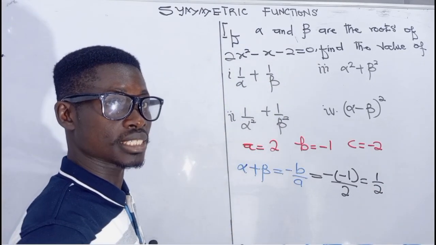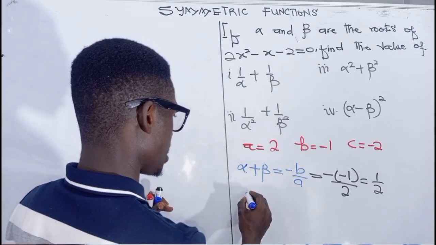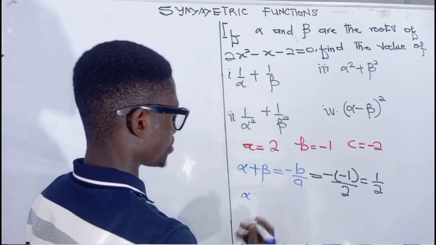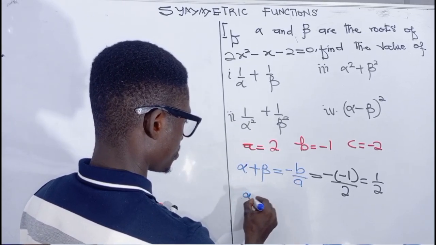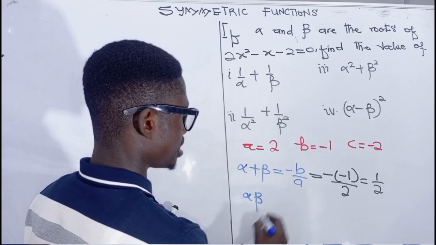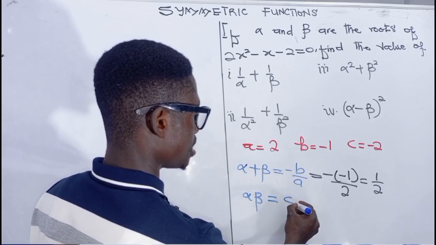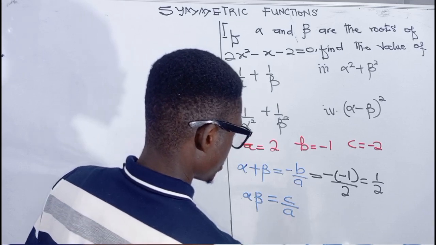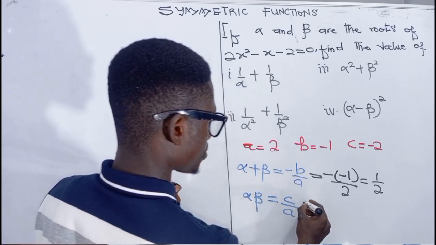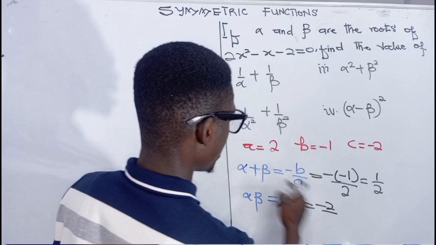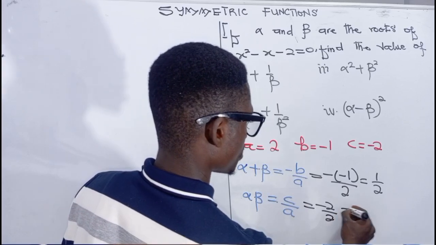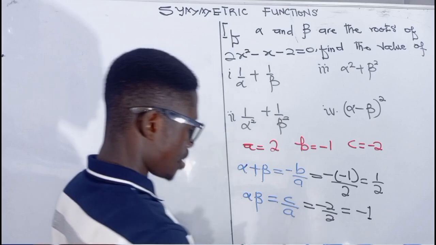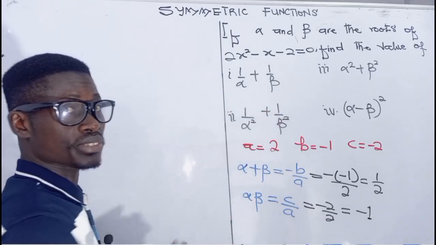And then we find the product of the roots, which is giving us alpha multiplying beta, which is the same as c all over a. Our c is minus 2 and our a is 2. So we are going to get minus 1. So once we have this, let's look at the first symmetric function.